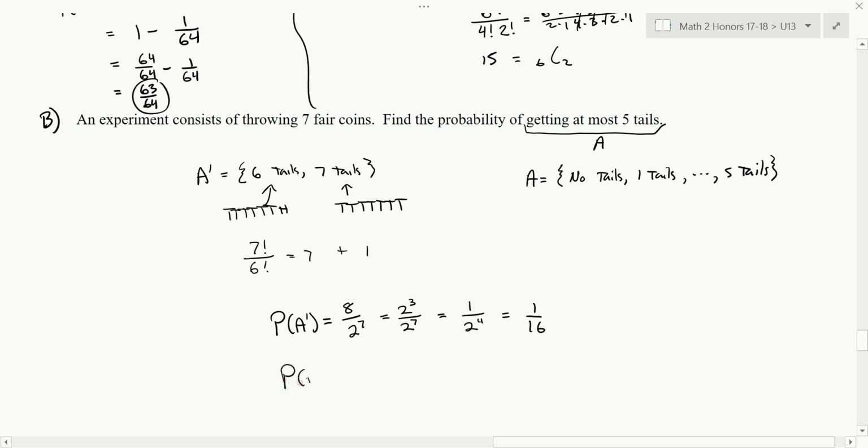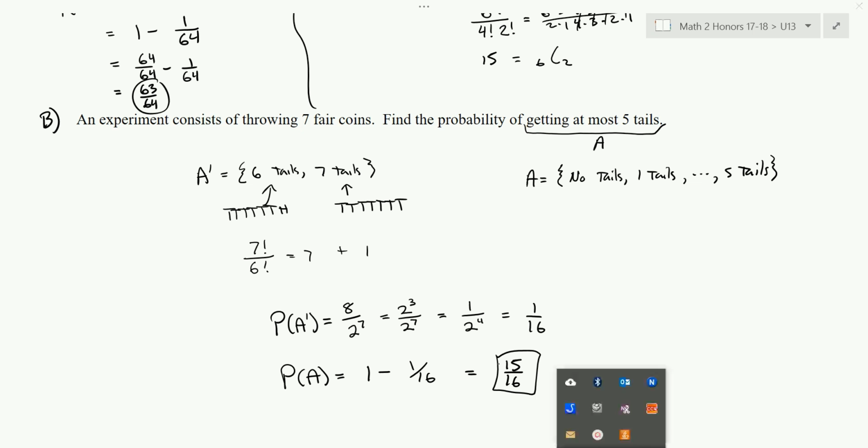But we don't want that. We want the probability of A. So what's it going to be? 1 minus 1/16, which is 15 out of 16. Okay. So I'm teaching you something we call the backdoor approach, using the complements. It doesn't always work with every problem, but a lot of times it does. And the key thing you want to look for is when it has the at least or the at most. Those are kind of trigger words to think, what's the complement of that going to be? Because oftentimes it's a lot easier and you can use that. Okay. So I'm going to stop right there.